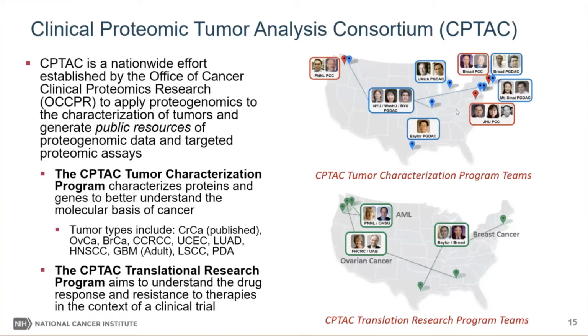And the PGDACs are focused on doing analysis of the data that's generated by the PCCs. The other project is the CPTAC Translational Research Program, and they aim to understand drug response and resistance to therapies in the context of a clinical trial. And the three cancer types that these translational research teams are focusing on are ovarian, AML, and breast cancer. And you can see the different organizations involved in each of those as well.